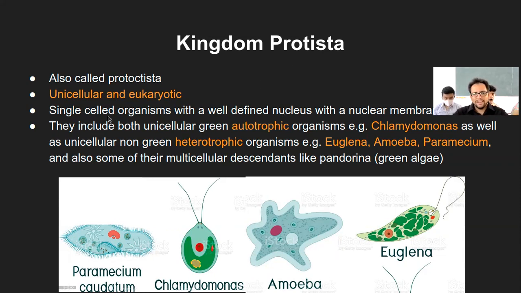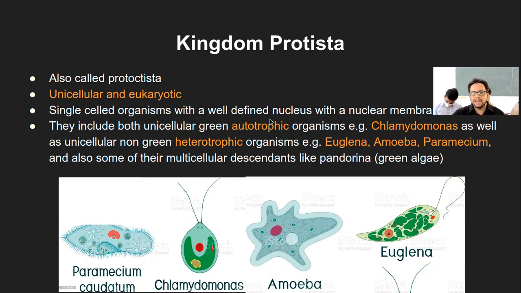So these are single celled, because of course unicellular, with a well-defined nucleus, and that is the characteristic of eukaryotes, that they contain a nuclear membrane around the nuclear material, that is the genetic material. So these include both unicellular green autotrophic organisms like Chlamydomonas. You can see the structure of the Chlamydomonas in this diagram here, as well as unicellular non-green heterotrophic organisms.